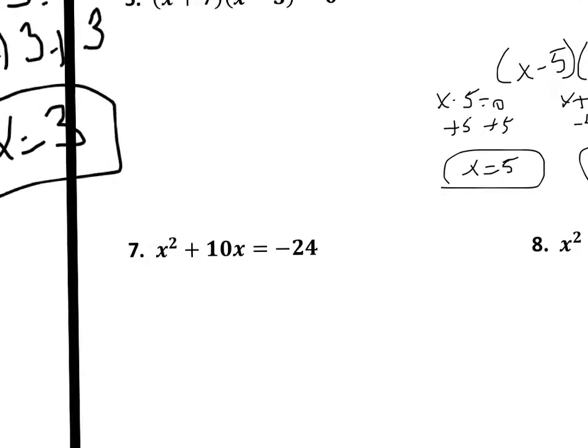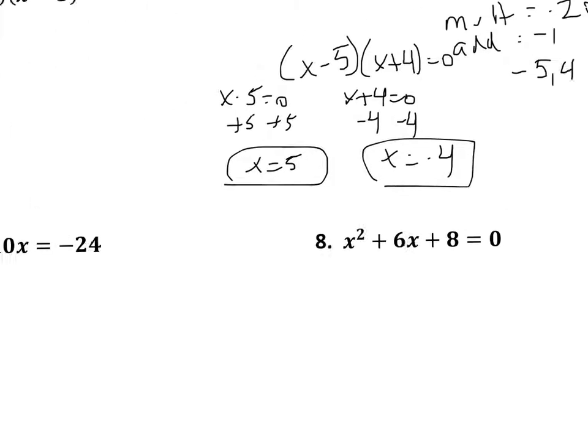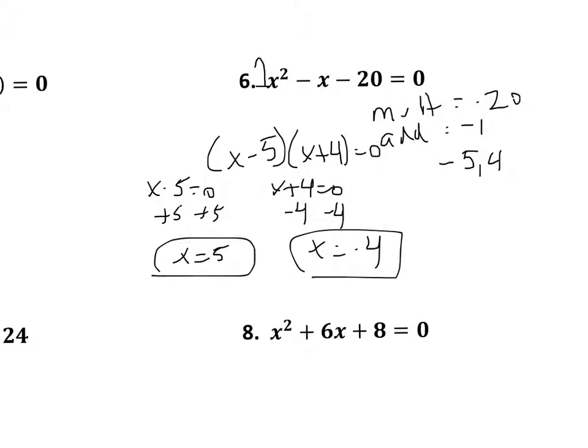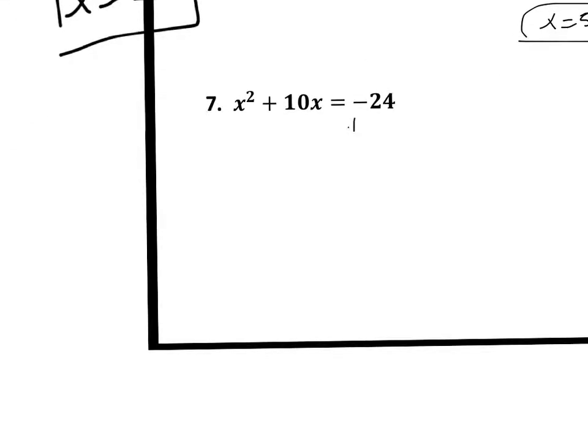Okay, question 7. It looks a little different than question 6, so let's make it look exactly like 6. In question 6, we had it equal to 0, and the only way I can use my zero product property is if I have it equal to 0. So I need to move this 24 to the other side, so the first thing I'm going to do is add 24 to both sides. Because 24 is not a like term with x squared or 10x, we get x squared plus 10x plus 24 equals 0. And now it looks like question 6.